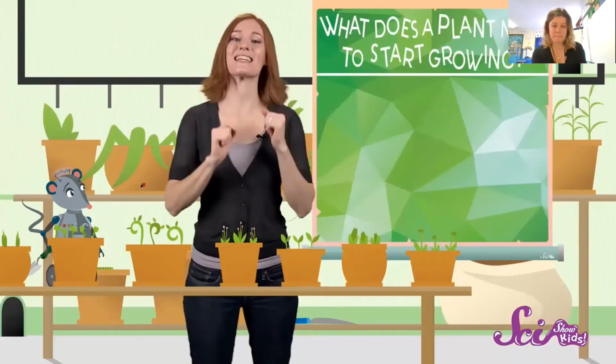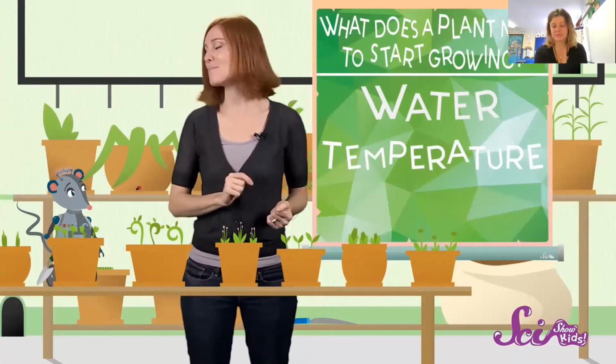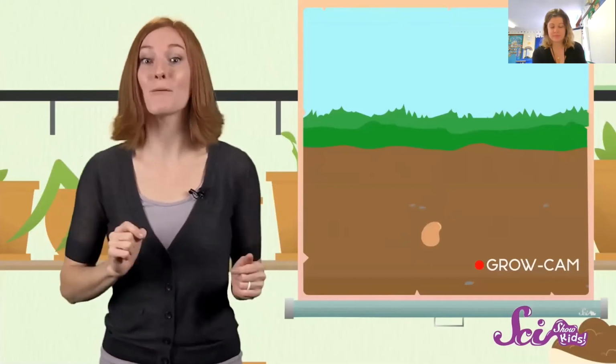Great question, Squeaks. To get started, every seed needs water, the right temperature, and the right amount of light. Once the seed has these 3 things, like when it's planted in some nice wet soil, the embryo, or baby plant, gets the signal to start growing. For plants, this growing process is called germination.